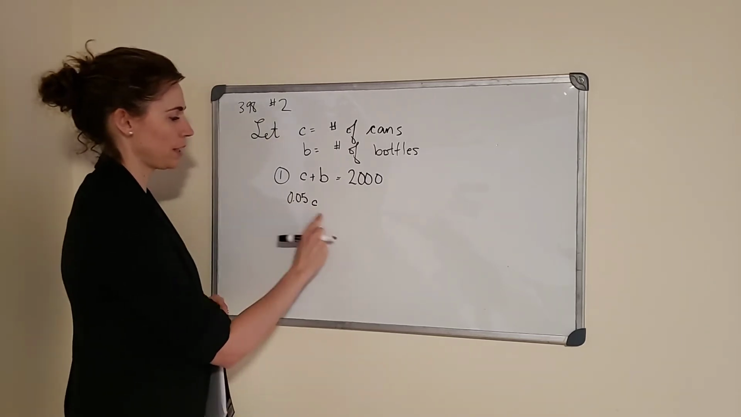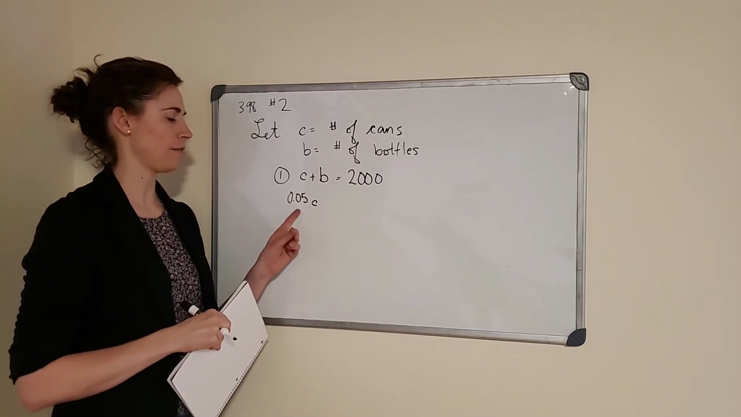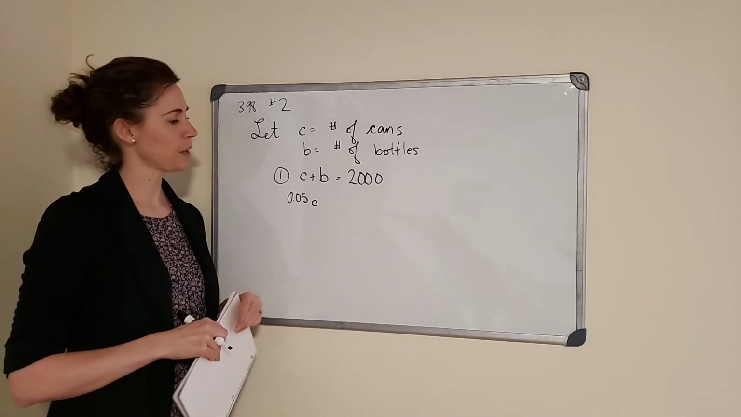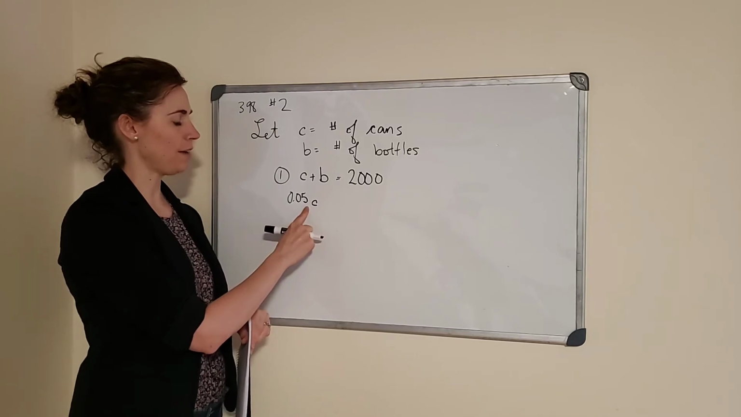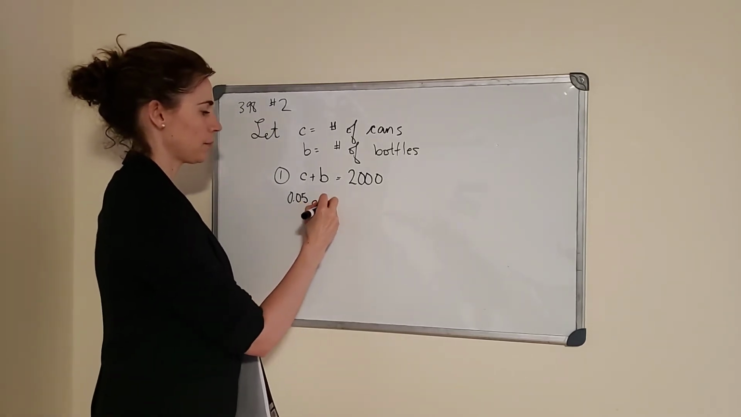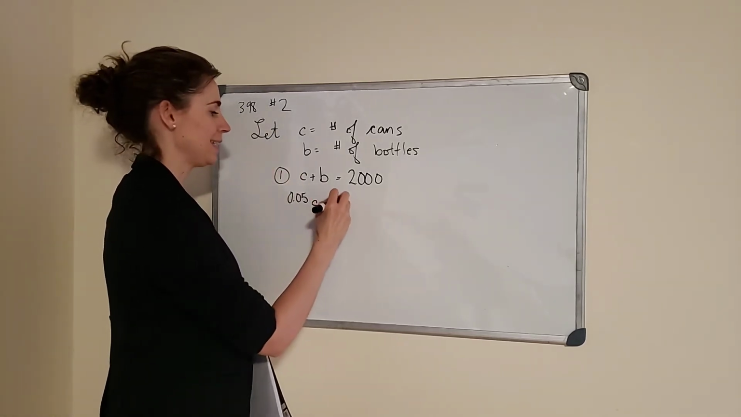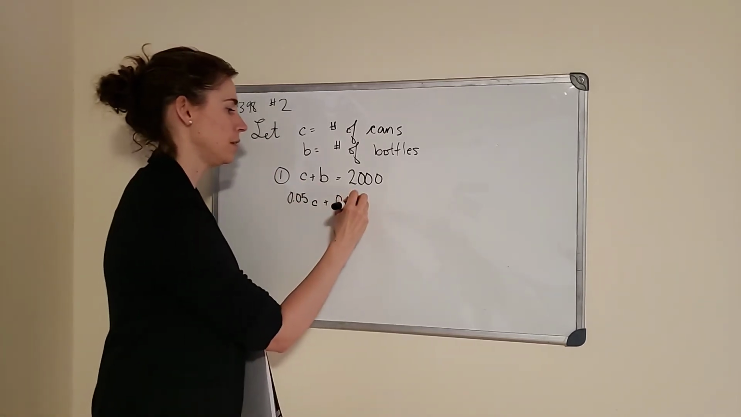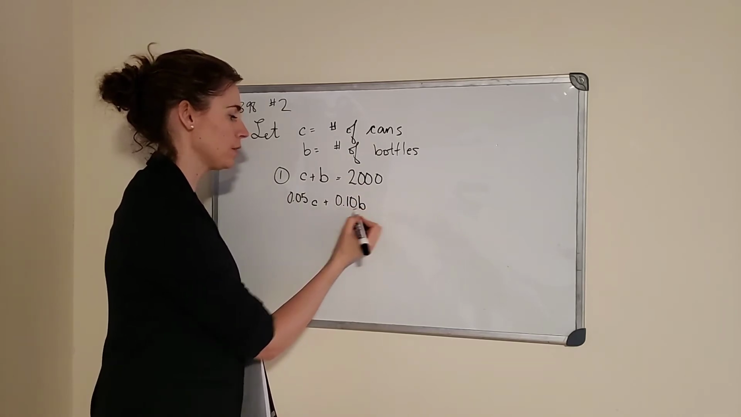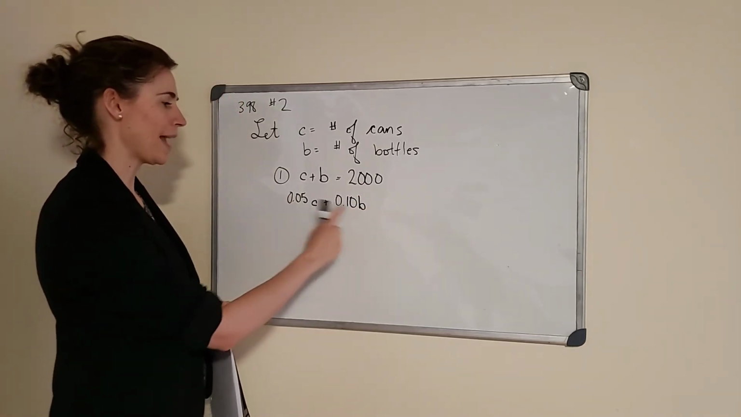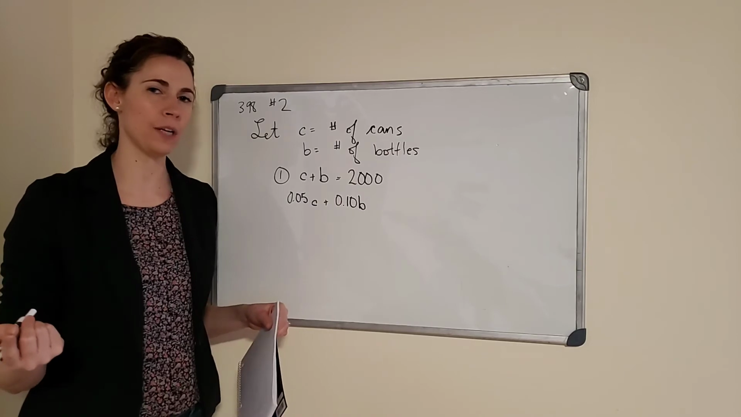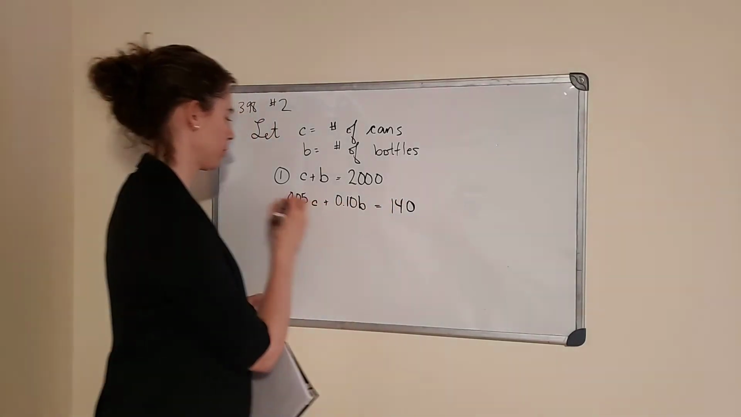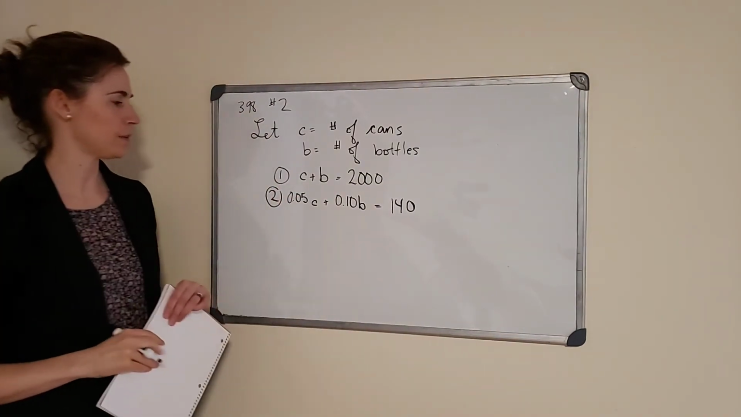And this would be multiplied together, right? So if you had 10 cans at 5 cents, you could multiply that together and you'd be like, oh, 50 cents, right? So I'm going to multiply the 5 cents by the cans, and I'm going to multiply 10 cents, you don't need the 0, but you can put it in, by the bottles, okay? So again, if I knew how many bottles and I knew how many cans, I could multiply those out. When I add those numbers together, how much money do I have? Yes, $140. They told us that.